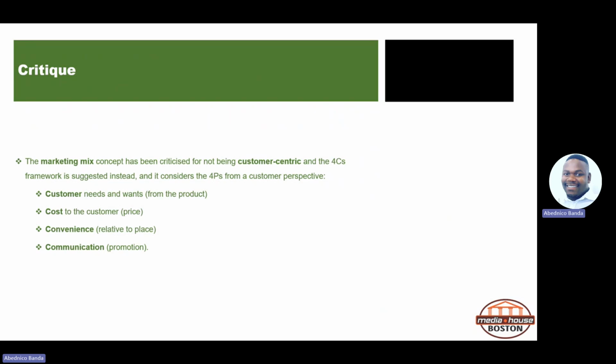Think about the product, think about all the stuff that we've mentioned. They are always from the brand side. So we also have what we call the 4Cs, which are directly linked with the traditional 4Ps. So we have customer needs and wants. Apart from talking about the product, you also need to think about what it is that customers need or want, because if the customers do not need that product, they are not going to buy it. You also need to think about the cost to the customer.